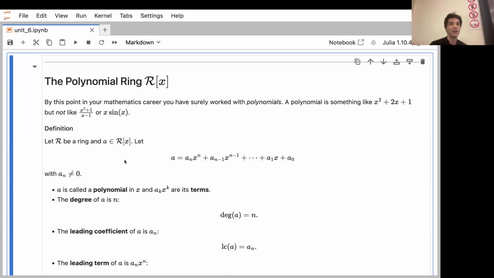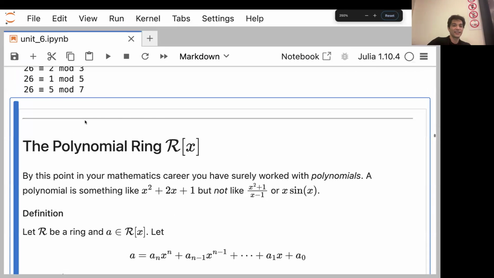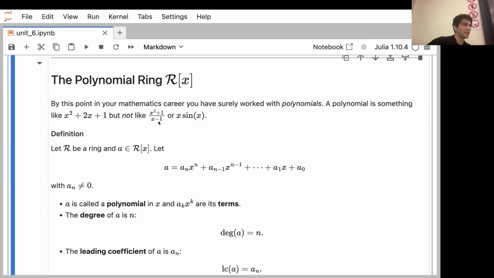Okay, so what are polynomials? Surely you've worked with them, right? It's something like x squared plus 2x plus 1, but not like (x squared plus 1) over (x minus 1). What is this? Yeah, that's sort of like a rational polynomial, right? From a quotient ring or something like that. Or x sine x. What makes x sine x not a polynomial? What category does sine x fall into? What I'm looking for is the category of special functions, right?